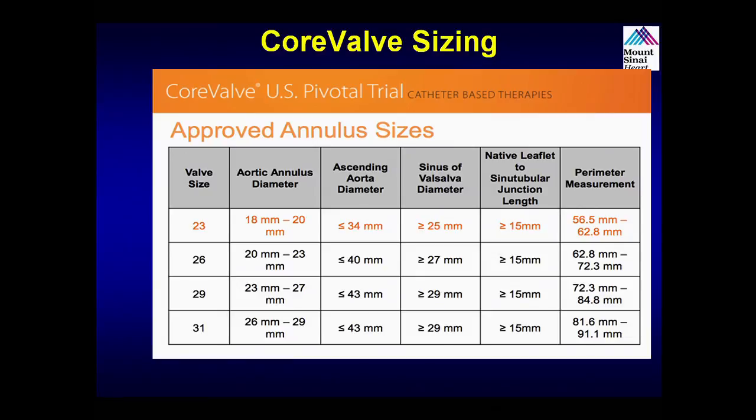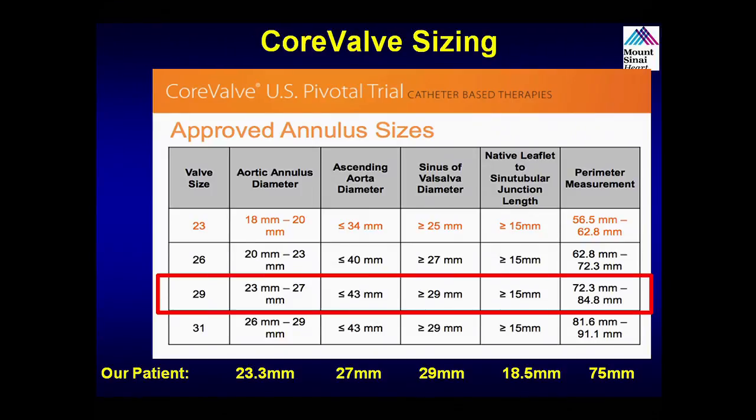This is just showing the CoreValve annular sizing, and you can see by all measures this patient fits the 29mm. So that annular diameter mean was 23.3, ascending aorta 29, sinus of Valsalva 29, sinotubular junction height was 18.5, and the perimeter was 74, 75. So we're clearly within the 29mm CoreValve range by these measurements. Next slide. Next. We have that. Yeah. There you go. Those are all the measurements.